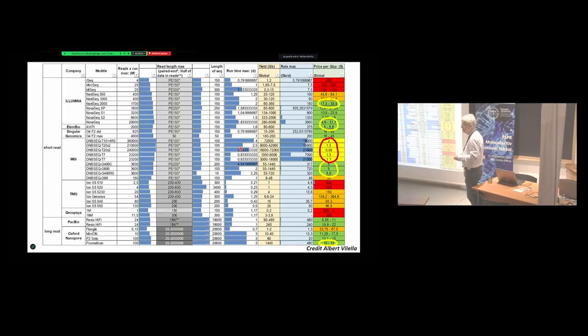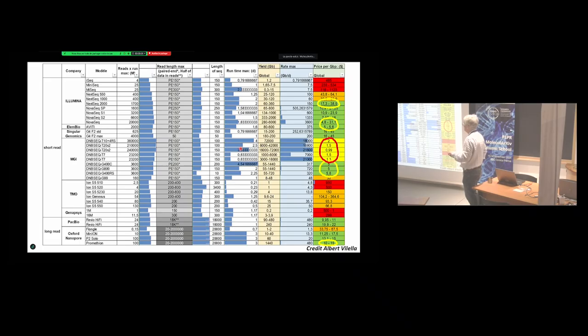This is something that is followed very carefully by Albert Villela for years, and you can find that on the internet. This is not necessarily the latest output he has generated, but it gives us a flavor. What is very important is that when you look at the cost, some technologies are definitely much cheaper than others. The technology developed by the BGI is clearly cheaper, but not very far from that.